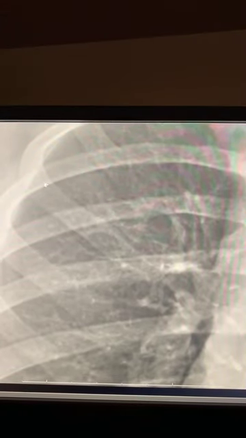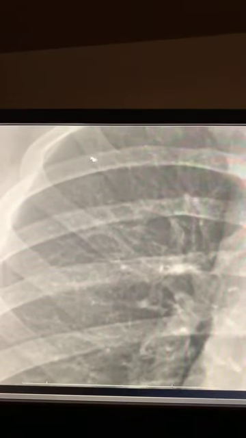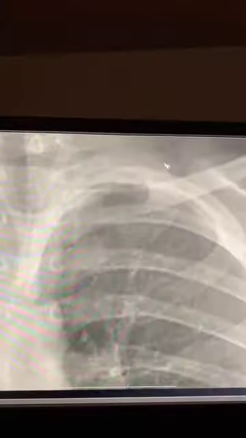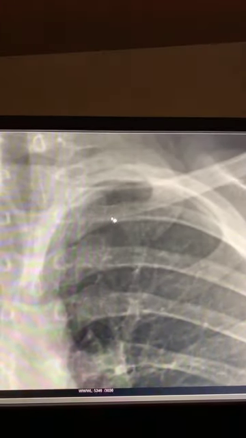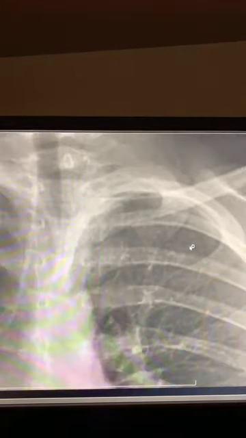And I'm gonna start looking for abnormal lines. I don't see anything abnormal. All right, let me go to the other side. Do I see anything here? No, actually it looks pretty good. I don't see any abnormal lines.